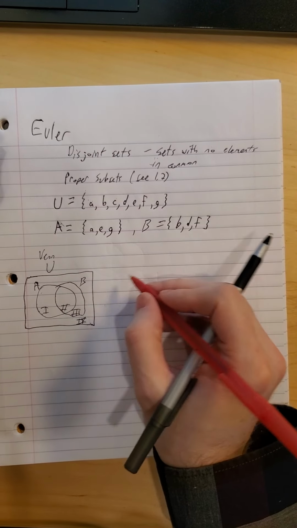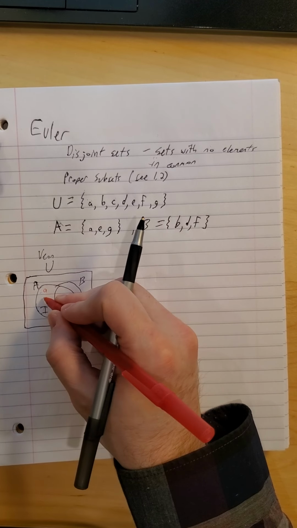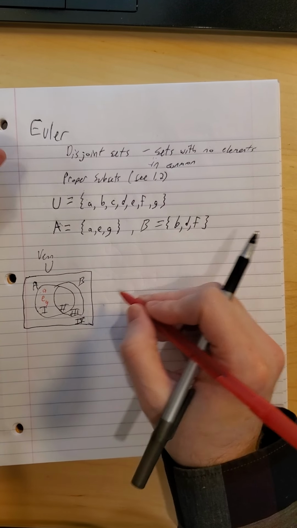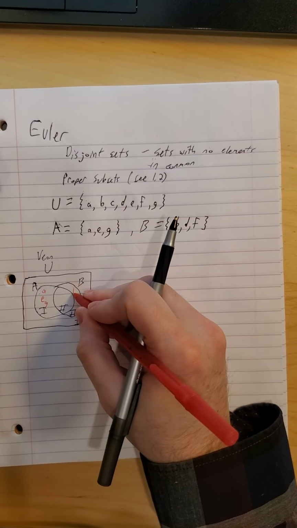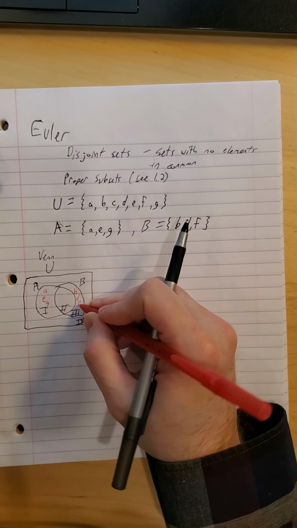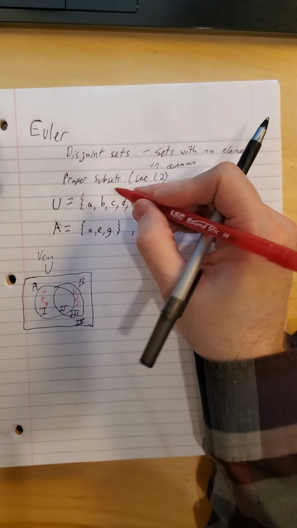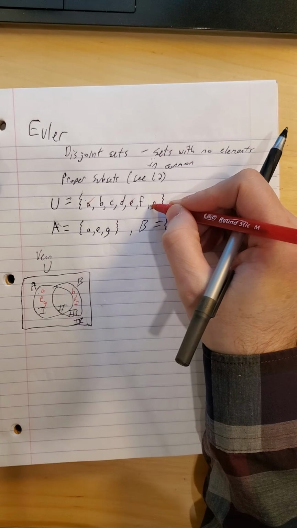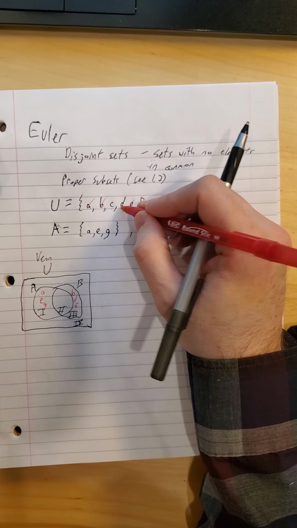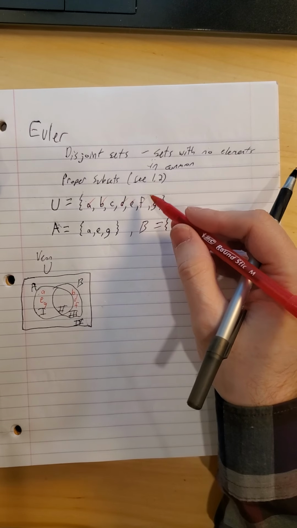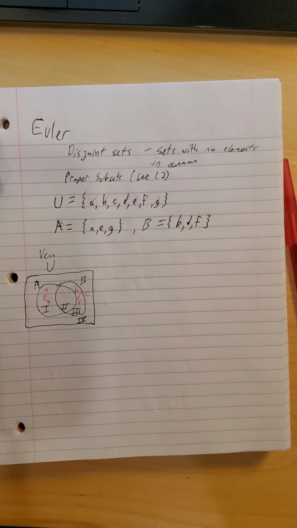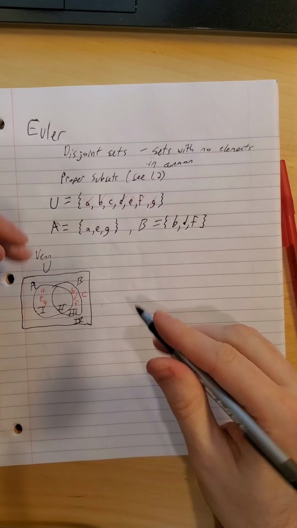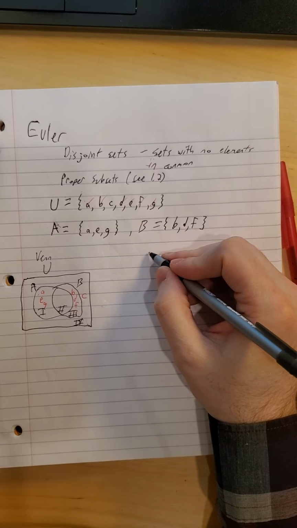Region 1, things that are in A but not in B, that would be lowercase a, E, and G. Region 3, things that are in B but not in A, that would be Bravo, Delta, and Foxtrot. So we used A, E, and G, B, D, and F. So it looks like C goes into region 4. So that's just a quick little review of Venn diagrams.